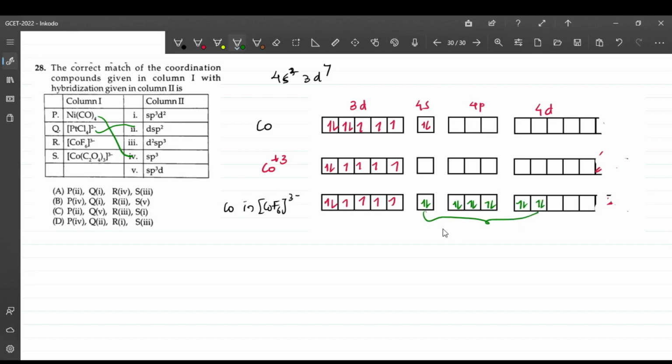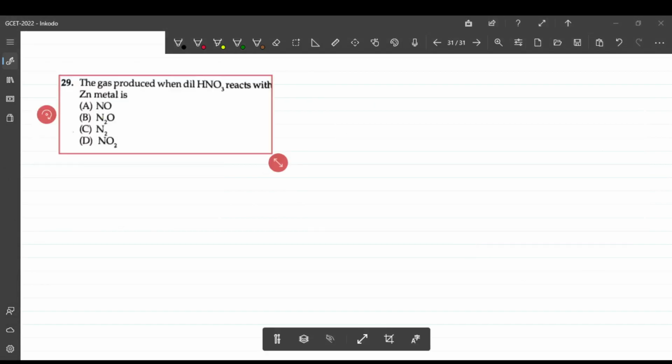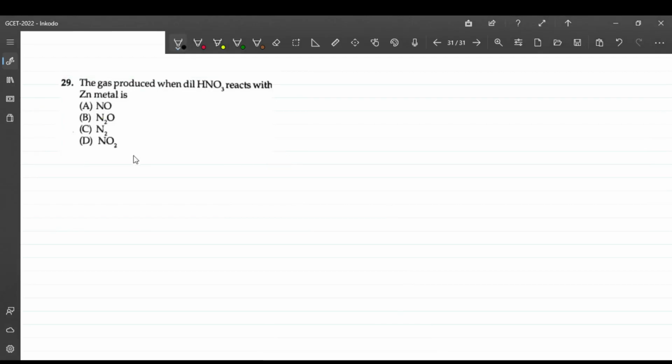This hybridization is what? sp3d2, right? There is one s orbital, 3 p orbitals, and 2 d orbitals. So the answer is sp3d2. So R is 1. And last will be oxalate is this. This is the only option, no? So the answer is option D over here. Here the answer for question number 29, a theory based question, is this, B.